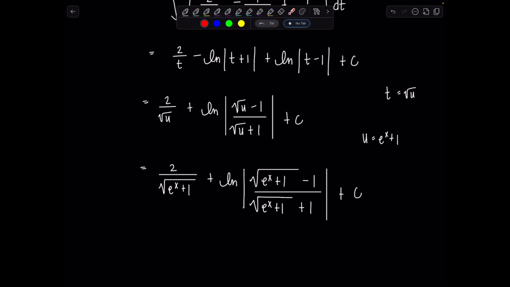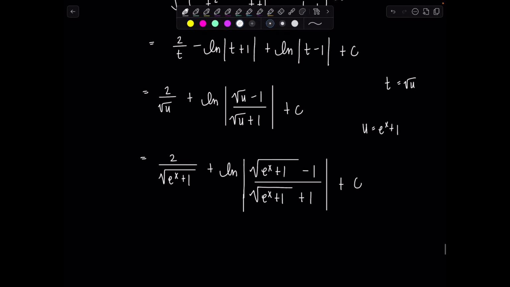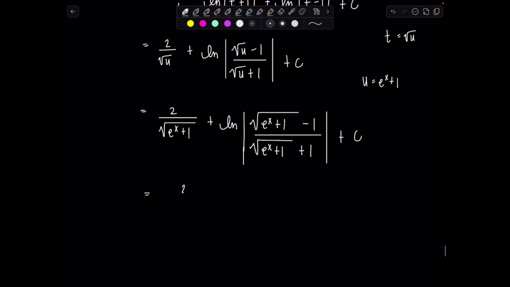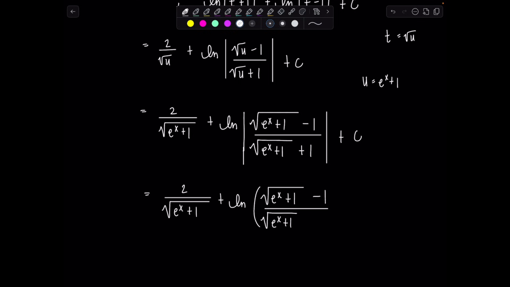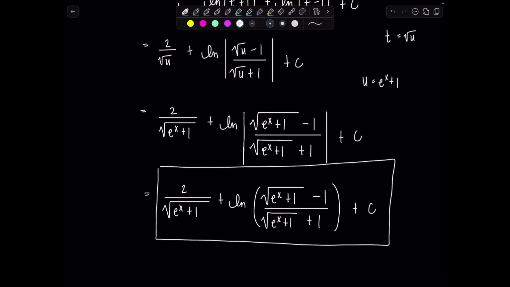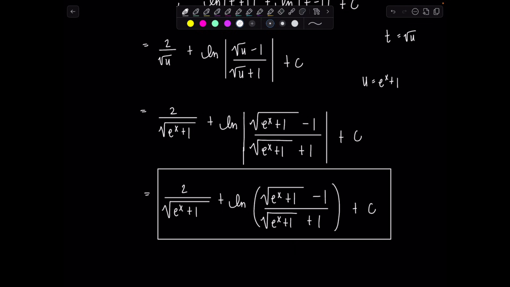So you don't need to have absolute value bars. You can replace them with just parentheses. Exactly. So we've got 2 over square root e to the x plus 1 plus natural log square root e to the x plus 1 minus 1 over square root e to the x plus 1 plus 1 plus c. And this is the answer we can box with pride. Job well done.